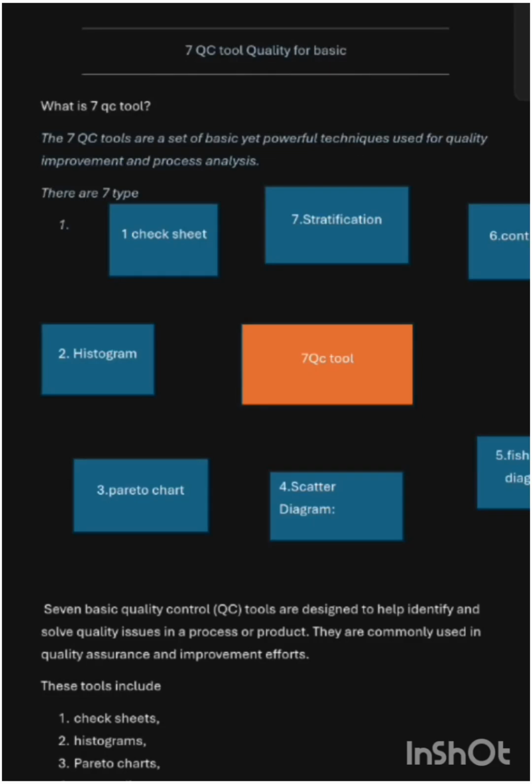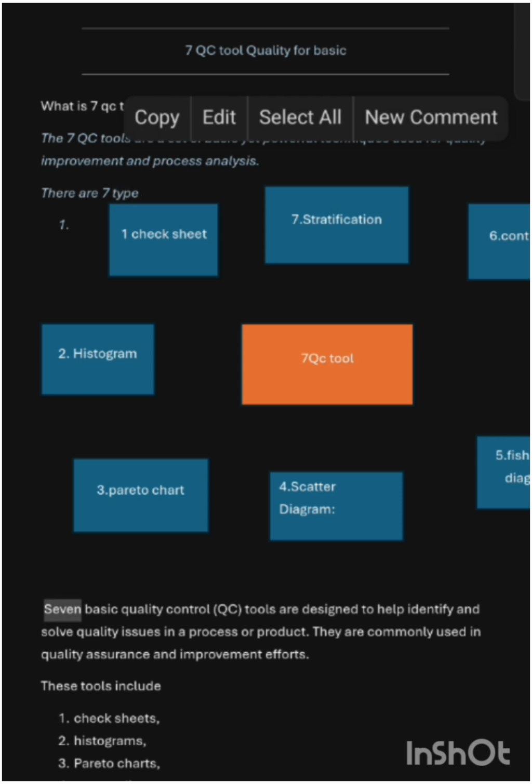QC tool quality for beginners. What is 7 QC tools? The 7 QC tools are a set of basic yet powerful techniques used for quality improvement and process analysis. There are 7 types.